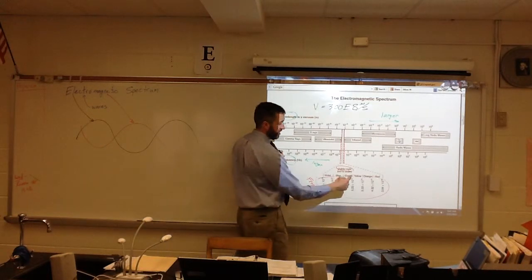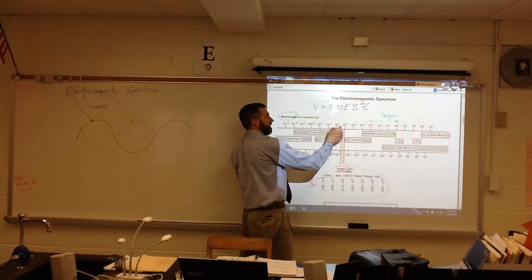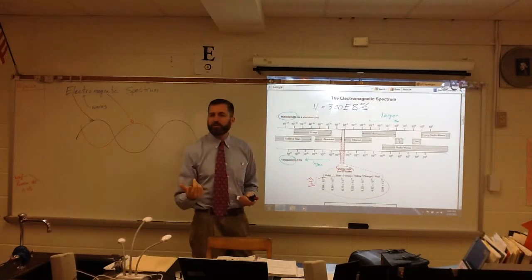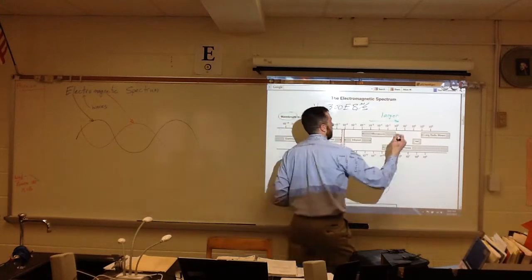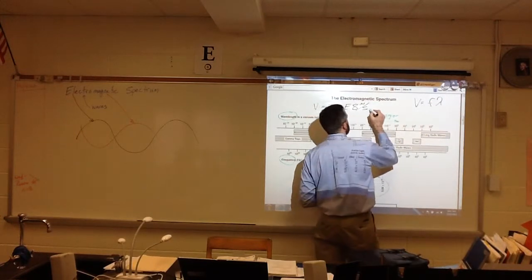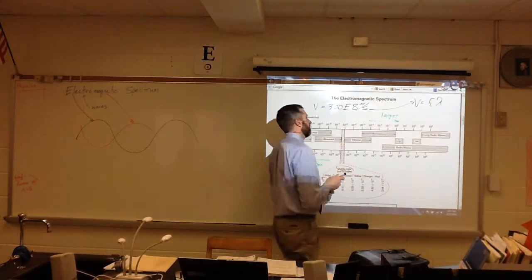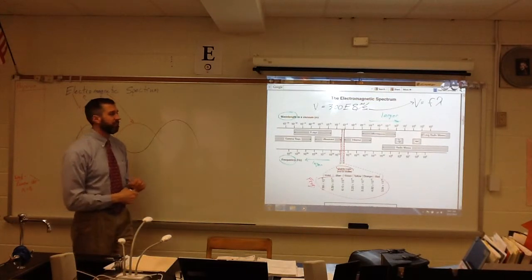That means if you know a frequency, and you always know the velocity, you can also figure out the wavelength using what equation? V equals f lambda. Yeah, everyone's saying V equals f lambda. You know the velocity is always going to be 3e8, so if you know one of the other things, you'll be able to solve for the remaining one.